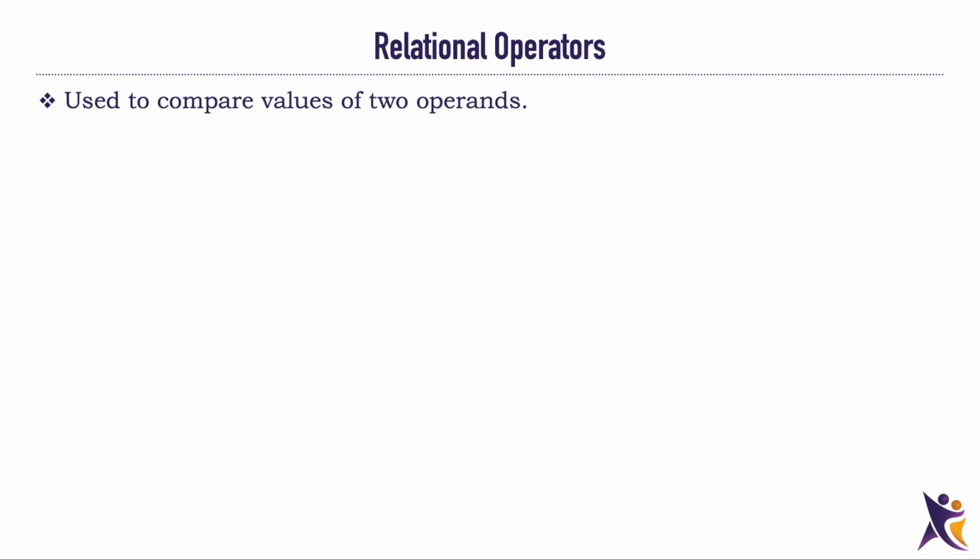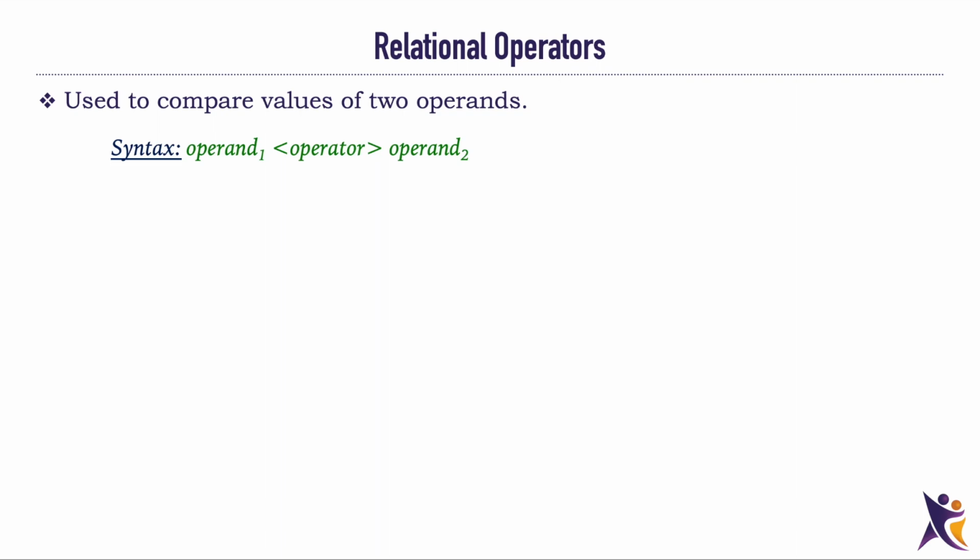So the relational operators are used to compare two values. Since we are comparing two values, this is a binary operator, right? Two values or two operands, this is a binary operator. In the binary operator, we have an operand 1 which is on the left hand side, and then an operator, followed by an operand 2 which is on the right hand side.